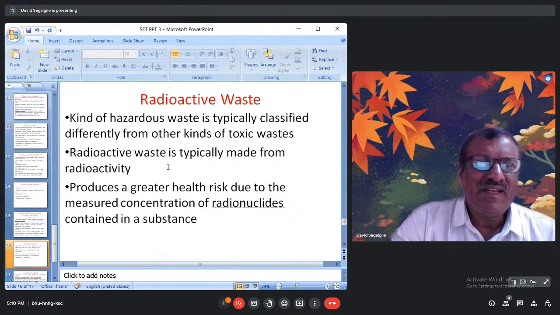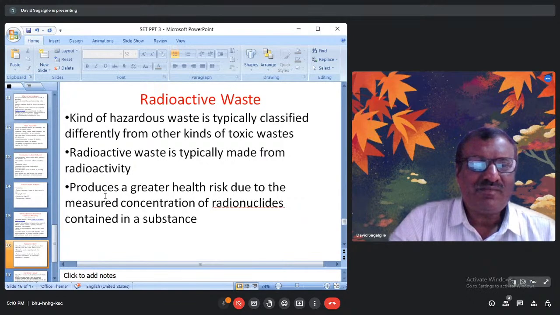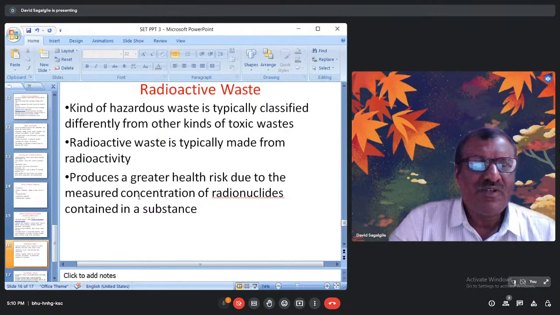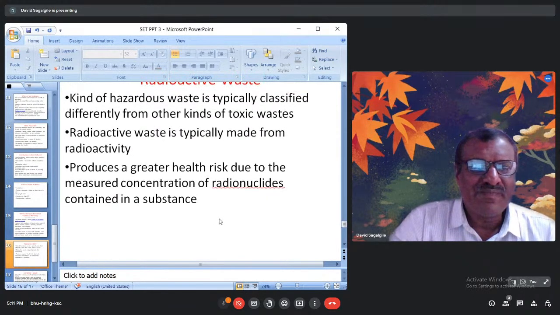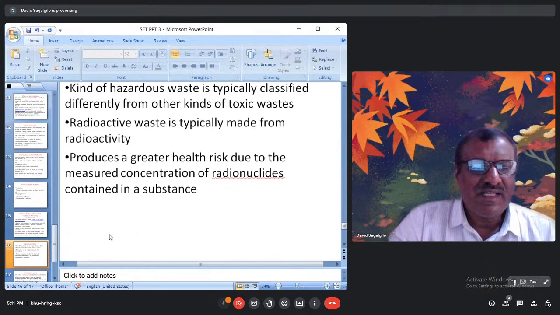Where do we find radioactive waste more? Where the nuclear power plants are. They generate a huge amount of radioactive waste. It produces a greater health risk due to the measured concentrations of radionuclides contained in a substance. So it creates more and more health risk for people. This radioactive waste is very, very hazardous and very, very dangerous.